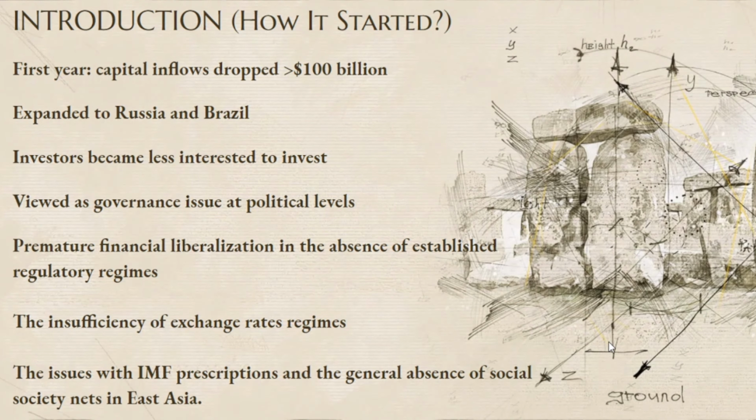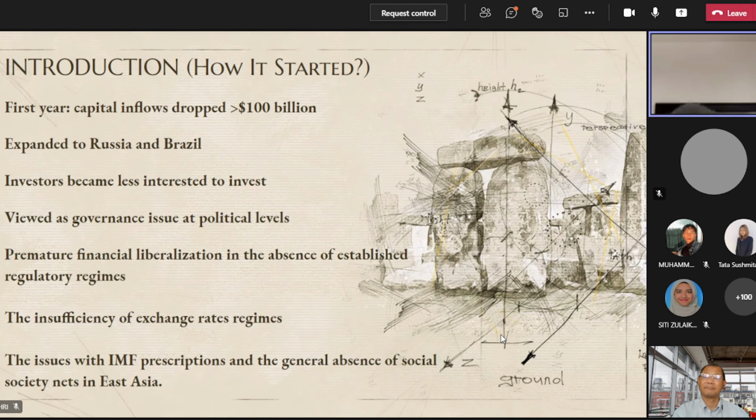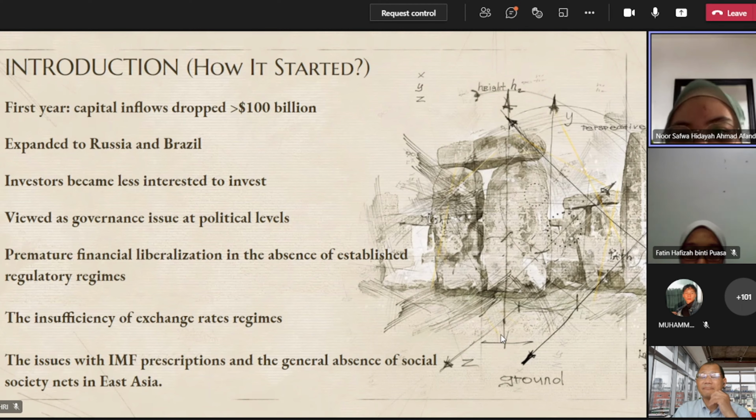I think the East Asian financial crisis in 1997-1998 actually showed the dangers of premature financial liberalization in the absence of established regulatory regimes. Also, the insufficiency of exchange rate regimes, the issues with IMF prescriptions, and the general absence of social safety nets in East Asia, which will be discussed in further presentations.